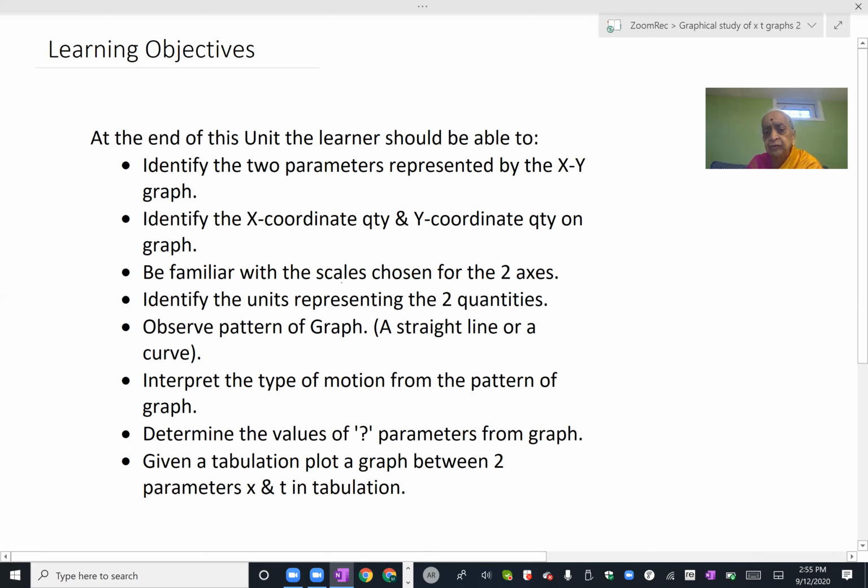What is the scale chosen for the graph? 1 centimeter equal to how many seconds on the x-axis? 1 centimeter equal to how many meters on the y-axis? Be familiar with the scales chosen for the two axes. Identify the units representing the quantities. Is it kilometer or meter or centimeter or millimeter, depending upon what they are talking about. So that will be specified as the y coordinate.